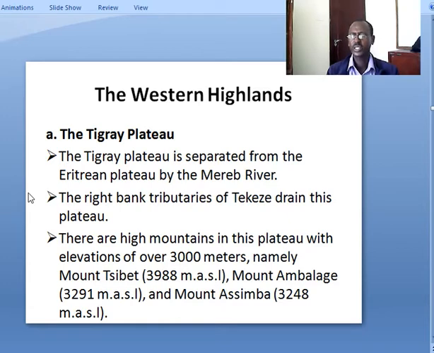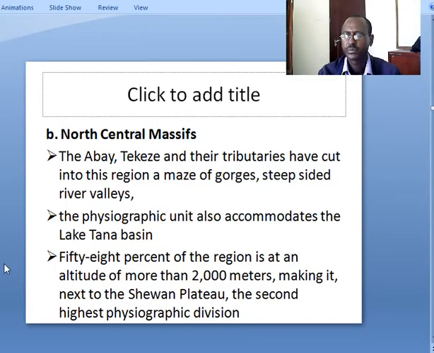altitude of 3,988 meters above sea level, Mount Ambalagi, with an altitude of 3,291 meters above sea level, and Mount Asimba, with an altitude of 3,248 meters above sea level. Second, the north central massifs.